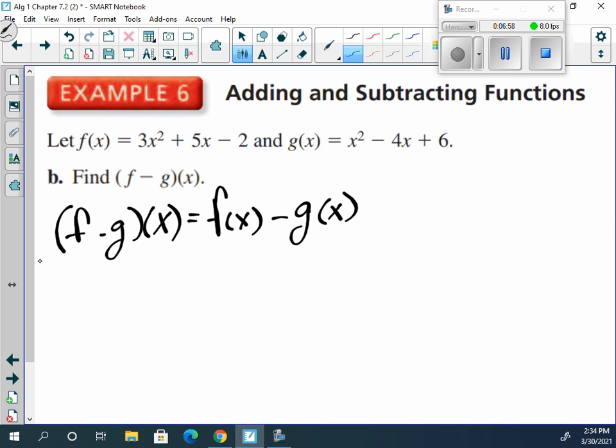And the order will always go whatever letter goes first. Since f went first, f of x will go first. Since g came second, g of x will come second. That makes sense, because if it was g minus f of x, it would be g of x minus f of x. They always go in order.